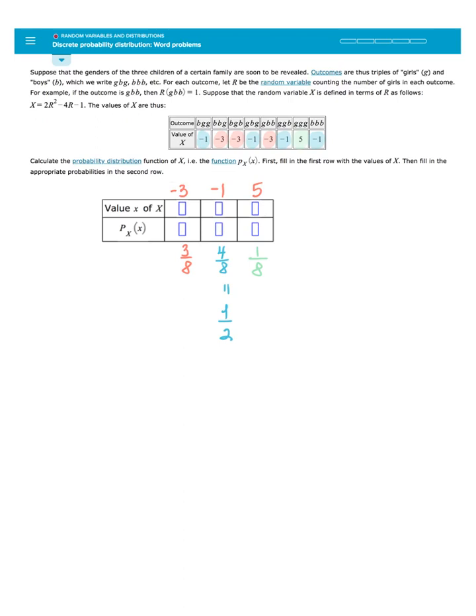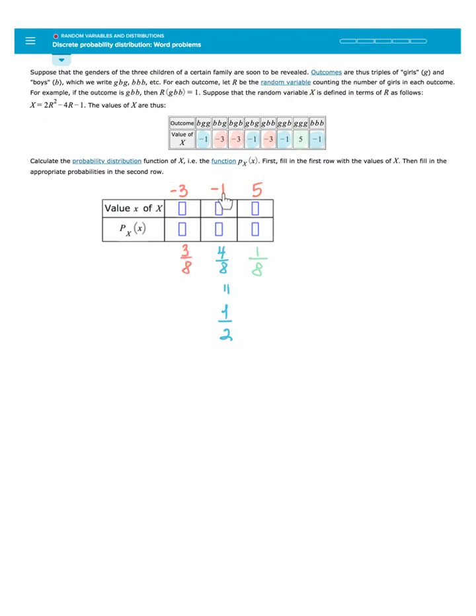So the corresponding probabilities assigned to these outcomes will come from the frequencies. How many times did -3 occur? Well, notice I already color-coded everything. -3 occurred 3 times out of 8. So I'm writing 3/8 as my probability.